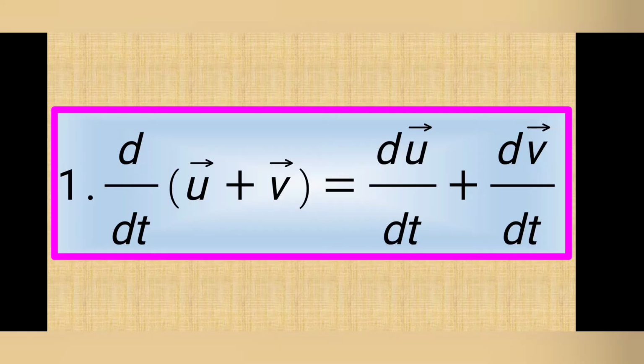Number 1, the derivative of the sum of two vectors u and v is equal to the sum of their individual derivatives. That is, d/dt of (u + v) is equal to du/dt + dv/dt.